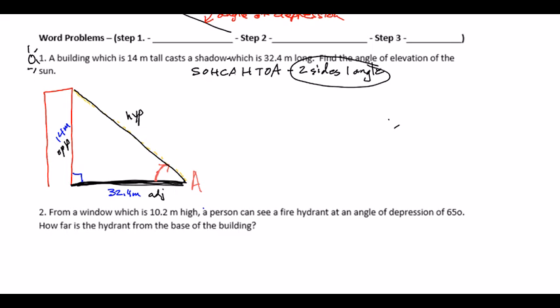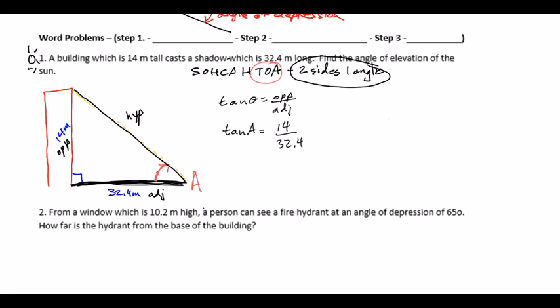Now, let's look at our triangle. We'll notice that we have 2 sides. So, because we have 2 sides, we can easily find an angle. And in this case, the ratio that we're going to use to identify our angle is tan. So tan is opposite over adjacent. Let's substitute accordingly. And now we have tan of A is 14 over 32.4.